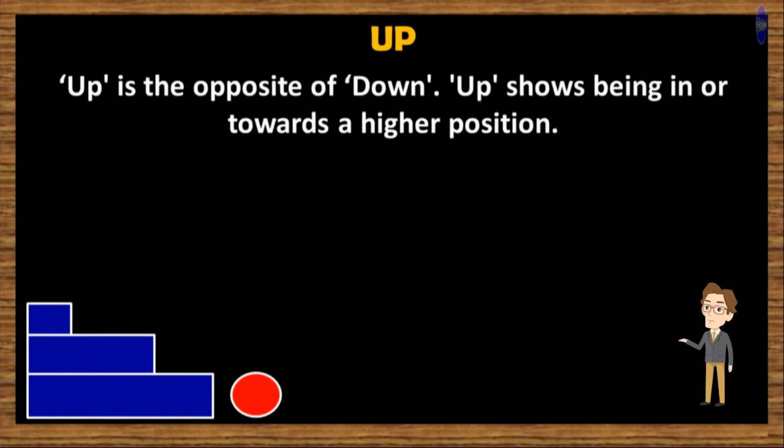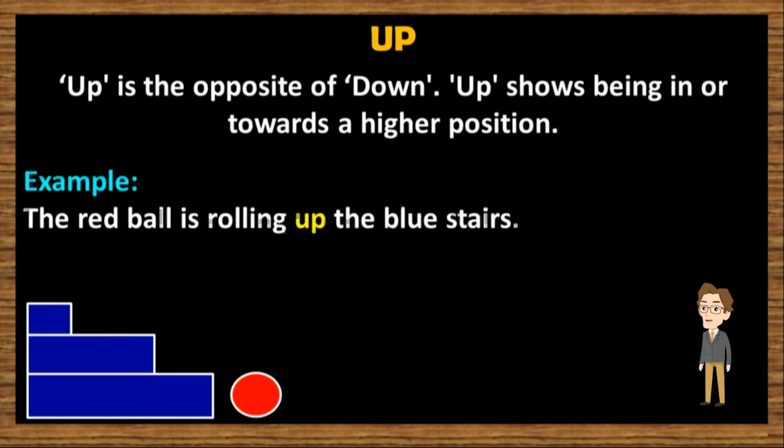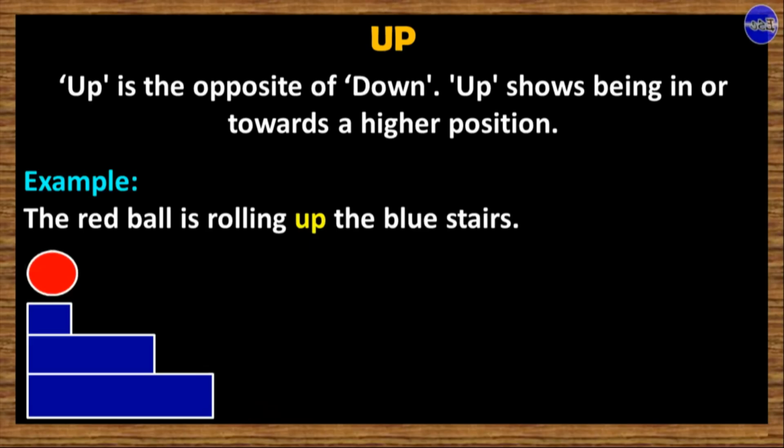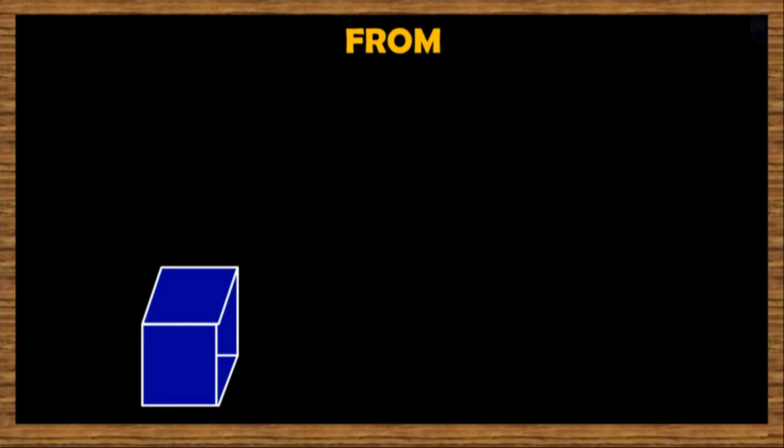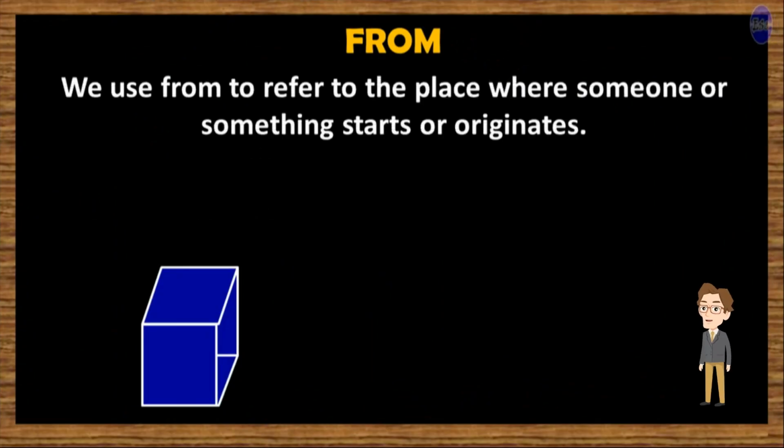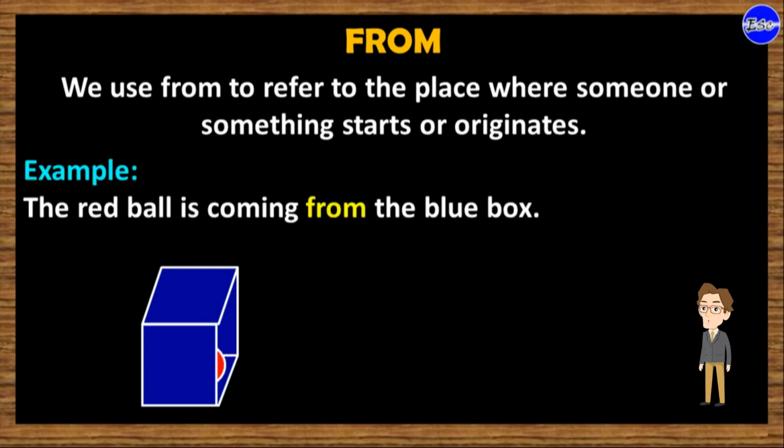Up. Up is the opposite of down. Up shows being in or towards a higher position. Example: the red ball is rolling up the blue stairs. From. We use from to refer to the place where someone or something starts or originates. Example: the red ball is coming from the blue box.